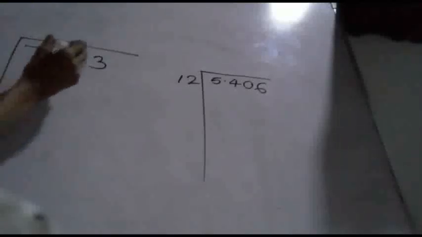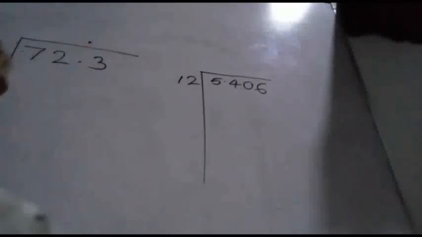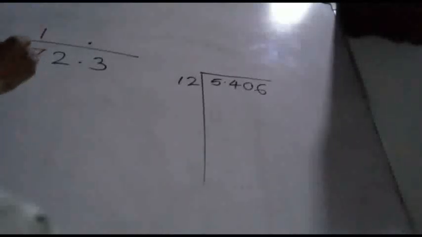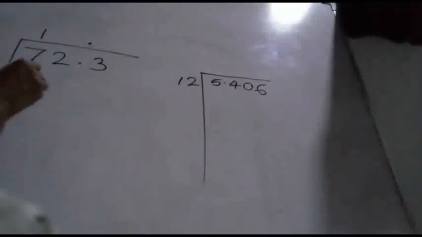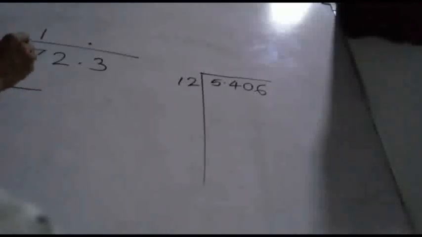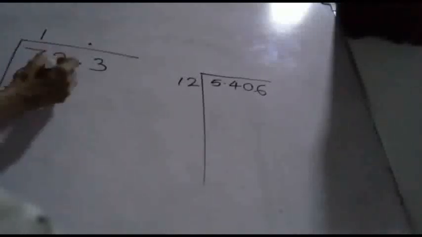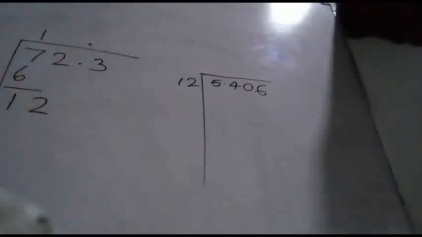72.3 is divided by 6. We put the decimal point here. 7 is divided by 6. 6 times 1 is equal to 6. 6 is subtracted from 7, here 1. Now we write this 2 here.